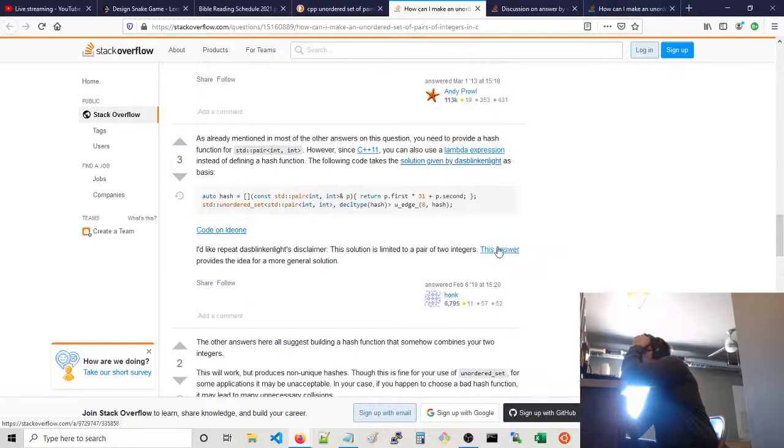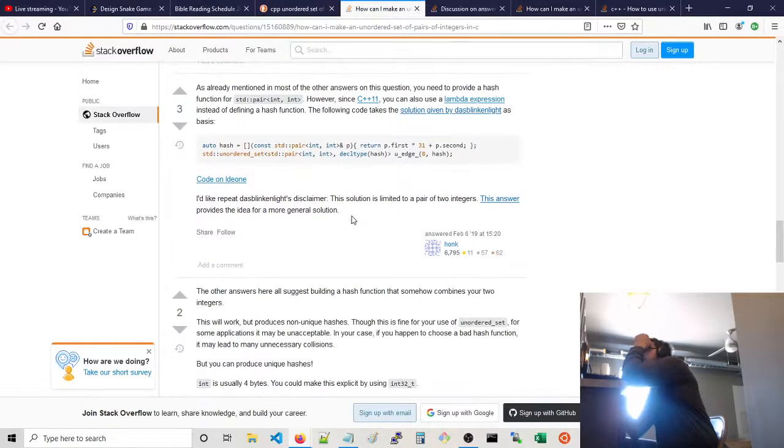I don't really like this 31. It doesn't seem good. You know, if you have like 1 and 31, that'll get hashed to 62. And then if you do something else that gets you 62, 2 and 0, those get hashed to the same spots.